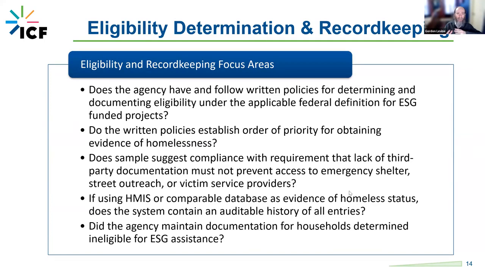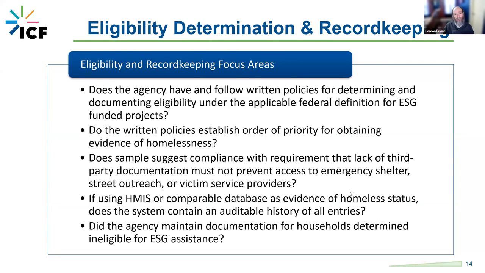Does it suggest that the subrecipient is complying with the requirements that lack of third-party documentation does not prevent access to emergency shelter, street outreach, or victim service providers? One of the little-known things about emergency shelter that is incredibly valuable, that also applies to street outreach, that also applies to DV projects, is that, first of all, the lack of third-party documentation cannot be a barrier to intake at all. It should not be even a road bump to intake into these projects.